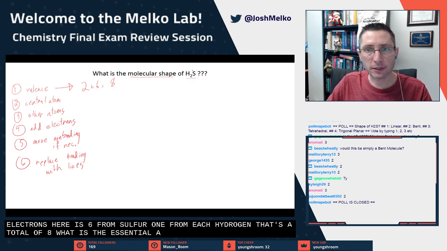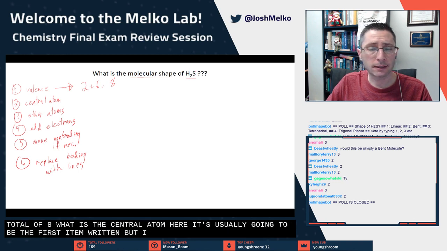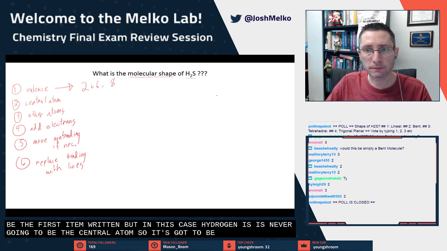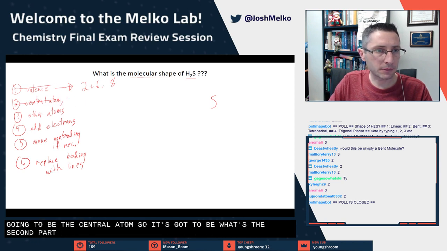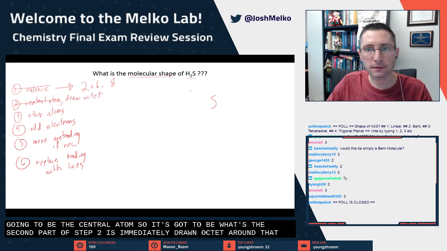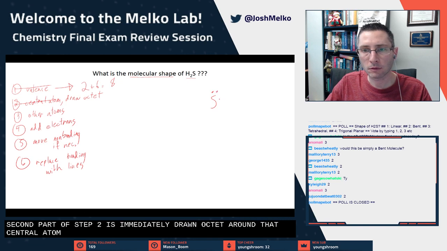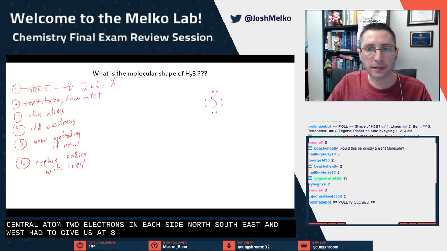What is the central atom here? It's usually going to be the first atom written, but in this case, hydrogen is never going to be the central atom, so it's got to be sulfur. I guess the second part of step 2 is immediately draw an octet around that central atom. 2 electrons on each side, north, south, east, and west, to give us 8 valence electrons.